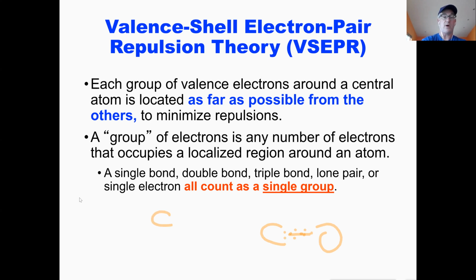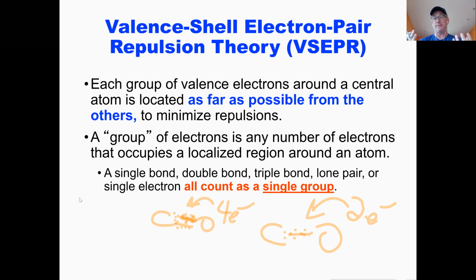Well, what if it's a double bond? Okay, now I've got twice as many electrons in between that carbon and oxygen. Basically, it means the density is now twice as much because where there were two electrons between them, now there's four. It's still a single group of electrons. There's just twice as many of them. And so my density is higher.